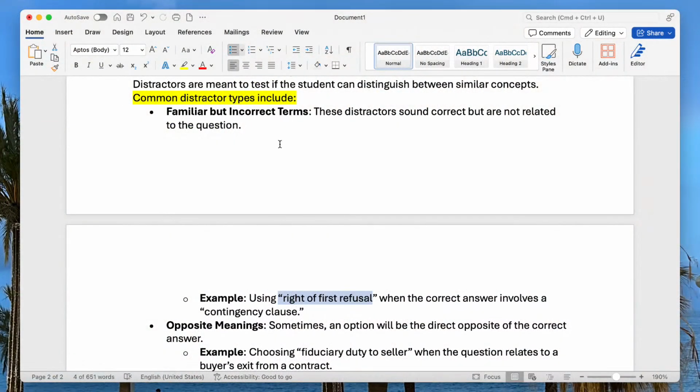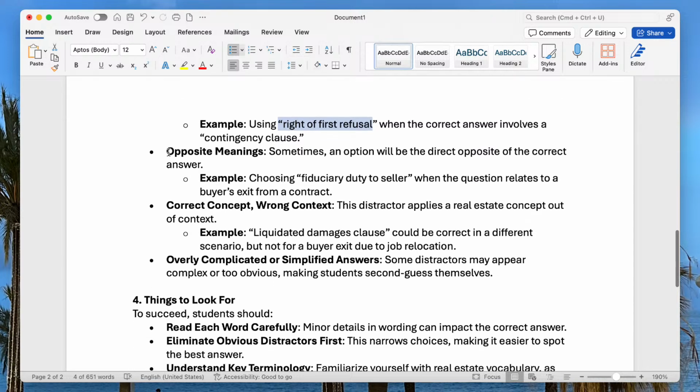But you need to know the terms, okay? The next type of distractor is opposite meanings. Sometimes an option will be a direct opposite of the correct answer. For example, choosing fiduciary to the seller. Well, that's totally opposite because the buyer is probably working with a buyer's agent and has a fiduciary obligation to the buyer's agent. They don't have a fiduciary to the seller, so that's an opposite meaning. So keep that in mind.